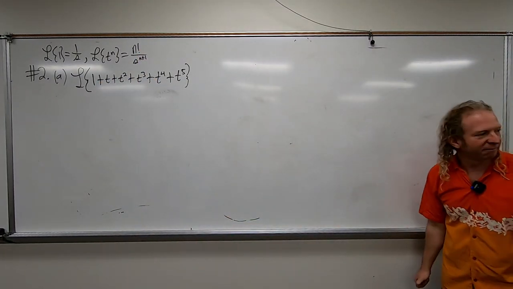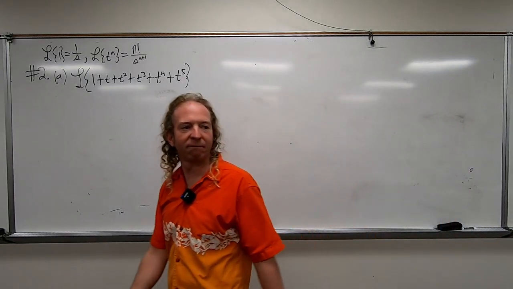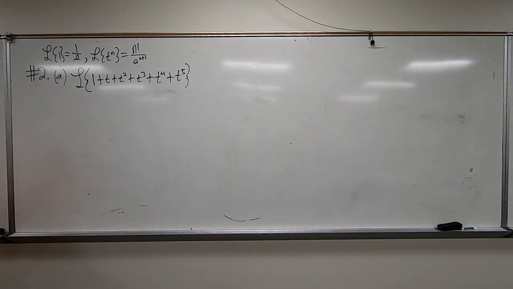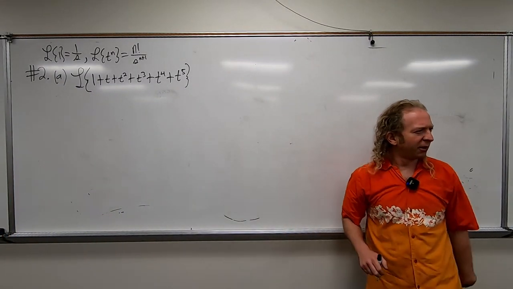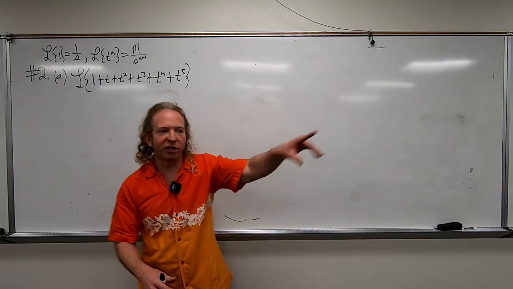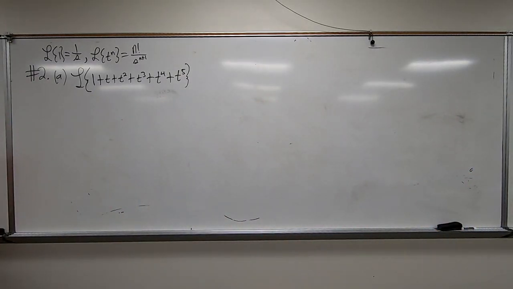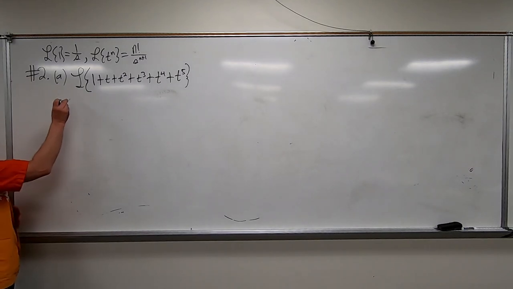Now if it was 0, like the Laplace of 0, would that also be 1 over s? No. Laplace of 0 is 0. Do you remember why? Yeah, because you can show it. You can integrate it and you get 0. All right, so let's do it. Just basically take the Laplace of each piece.